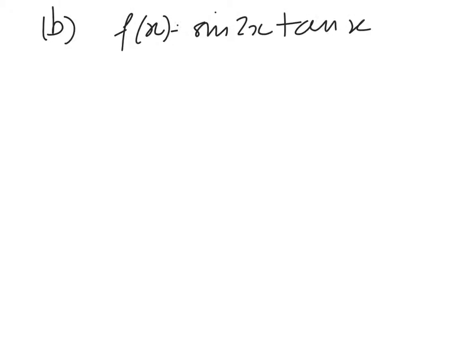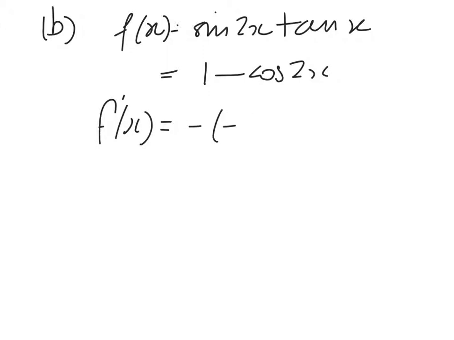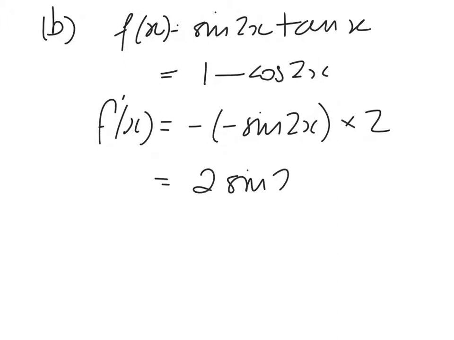Last thing we have to do is part B, and that is given that f of x is equal to sin 2x times tan x, I need to differentiate that. Well, we've just shown that that function is equal to 1 minus cos 2x. How do we differentiate that? Well, the differential of 1 is 0, so it disappears. The differential of cos is negative sin, so that's negative of negative sin. Don't change the angle and multiply by the differential. The negative of the negative makes it into a positive. Bring the 2 to the front and you get 2 sin 2x. And that's the paper, folks.